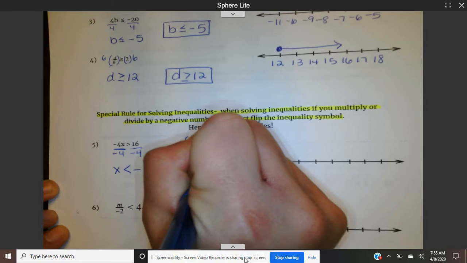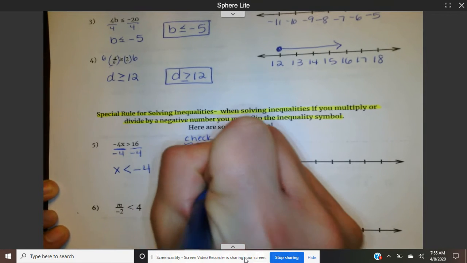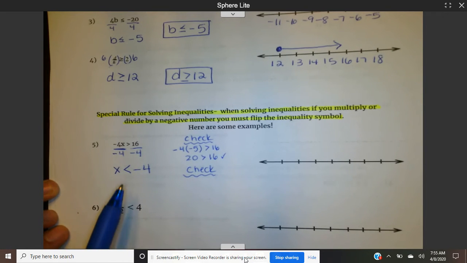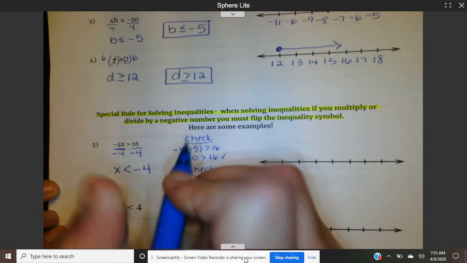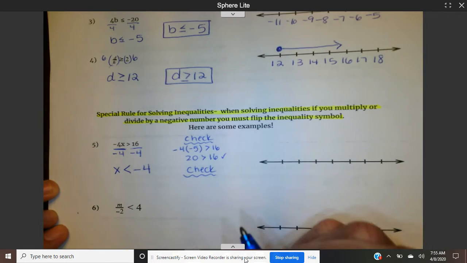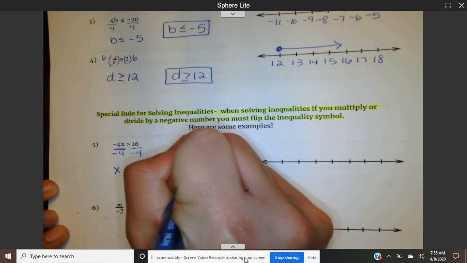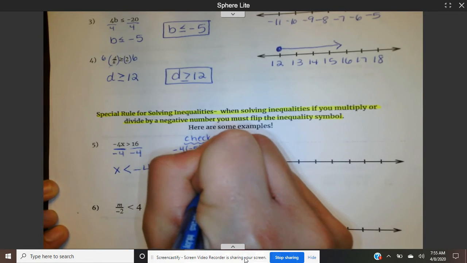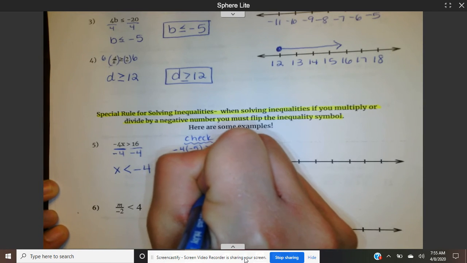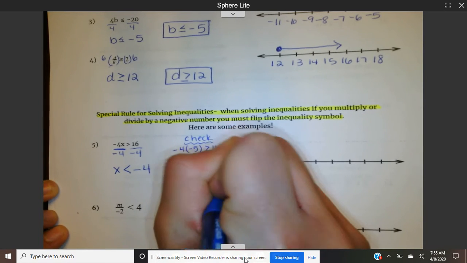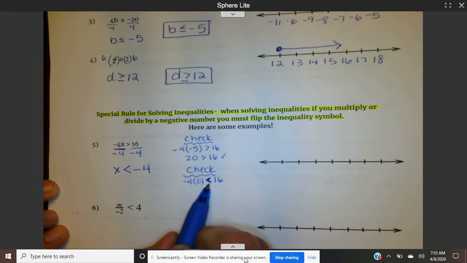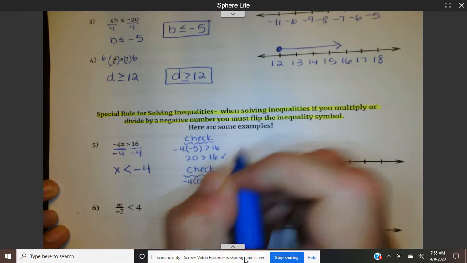Well, let's try a different one. Let's pretend we didn't flip it. So x would be greater than negative 4. If x is greater than negative 4, let's pick 0. Okay, so negative 4 times 0 is less than 16. So that would be if we didn't flip our inequality.